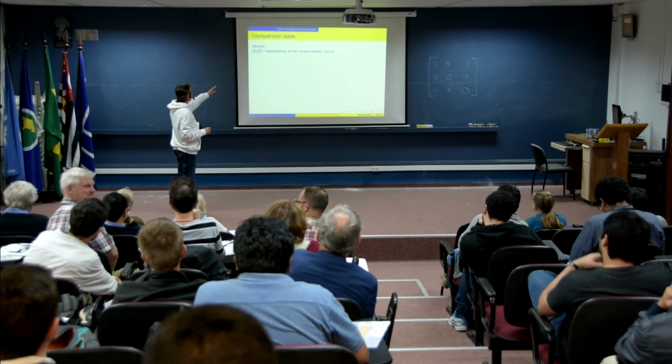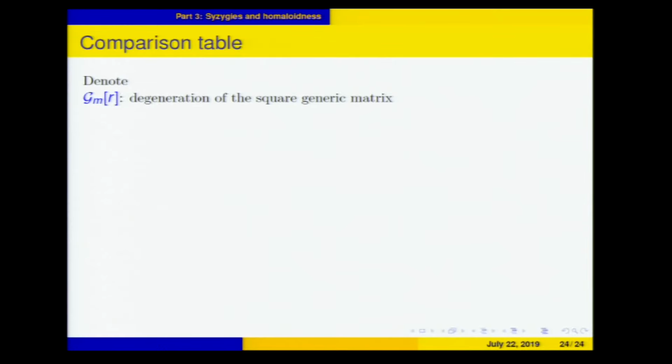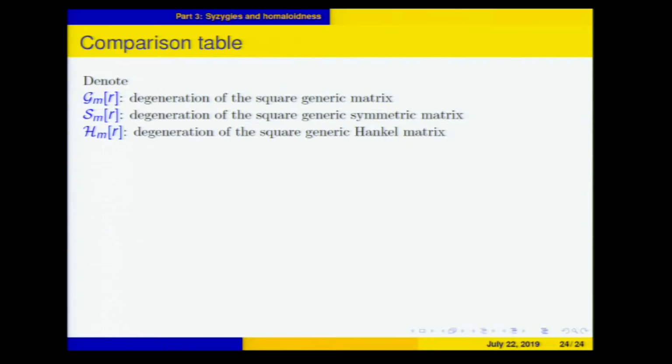So let this denote the matrix. I'm taking the matrix to be square. So this is the completely generic matrix, with different variables throughout. And this is the same kind of matrix, except it's symmetric now. And this is the Hankel that we are studying.